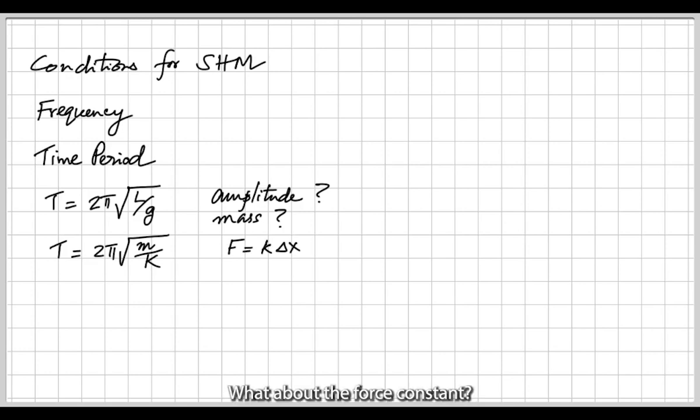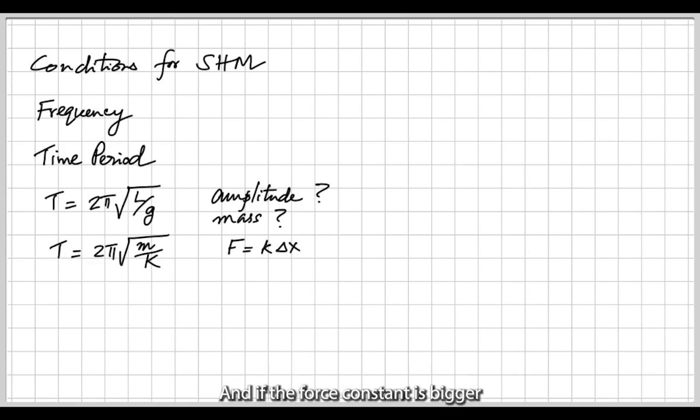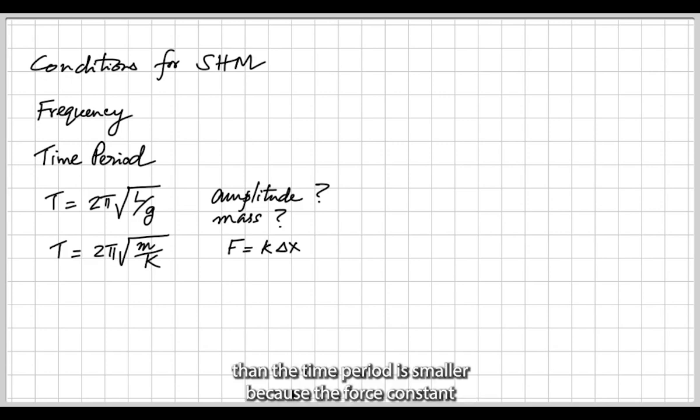What about the force constant? What do you mean by force constant? It's the tightness of the spring. A tighter spring has a bigger force constant. And if the force constant is bigger, then the time period is smaller because the force constant is in the denominator.